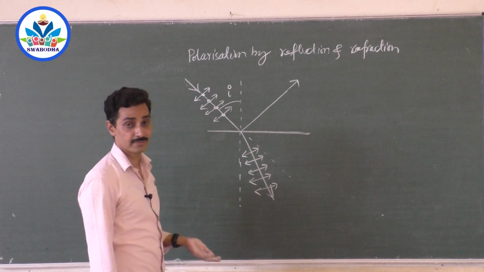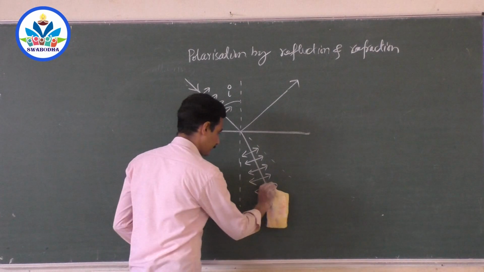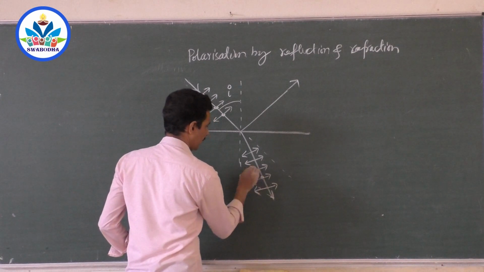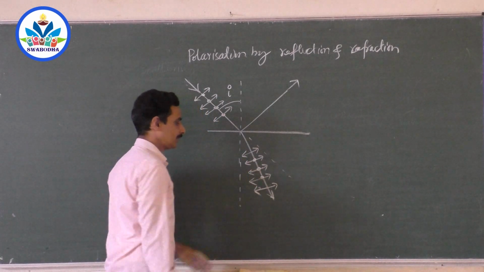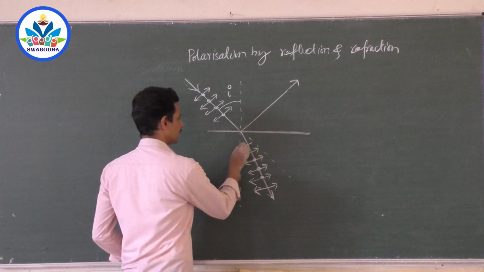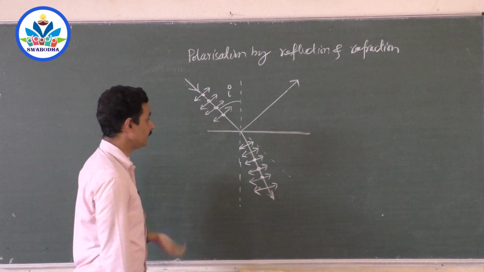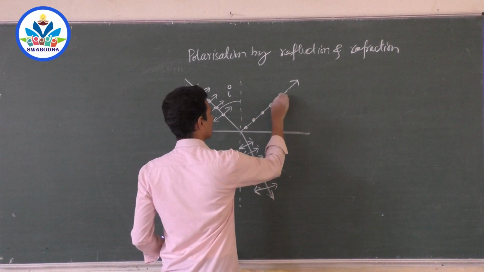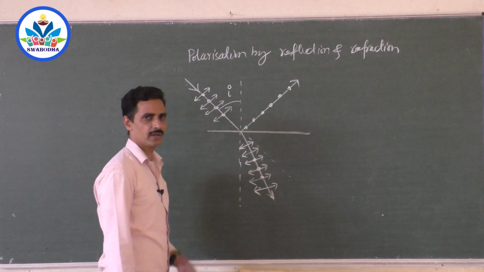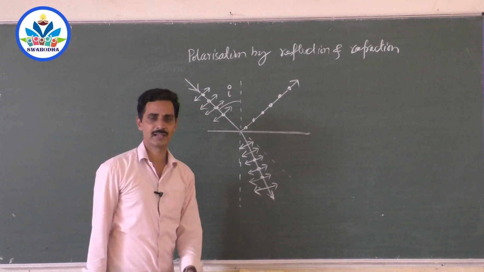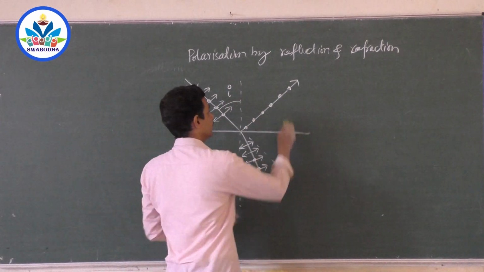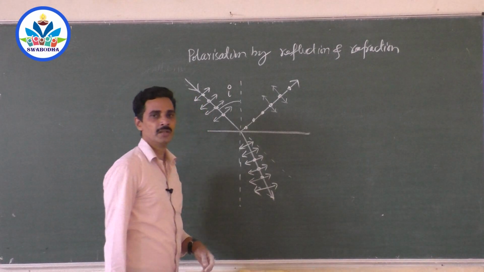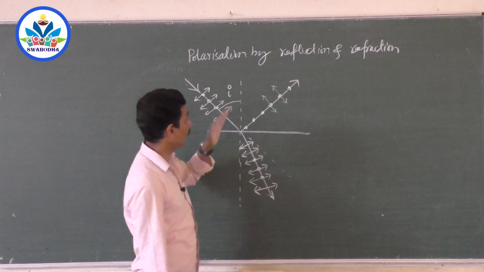But surprisingly, it is found that refracted light is not completely polarized. There may be a few vibrations this way also. It is not completely polarized, but most of the vibrations are like this. What about reflected light? Reflected light is polarized like this. That means it contains vibrations like this. Sir, don't you find any electric field in this direction? There may be some electric field this way also possible.